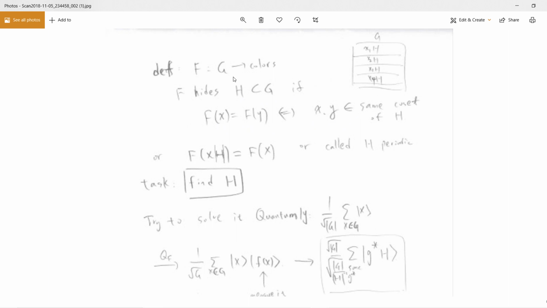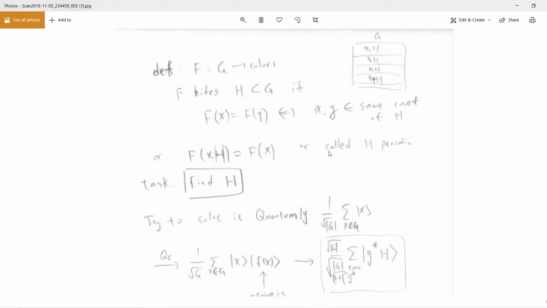Everybody knows about group theory. If you have a subgroup, then that subgroup will separate G into different cosets, and each coset has the same number of elements. We restrict G, though G does not need to be finite. So if f of x plus h equals f of x, then this is called H-periodic.